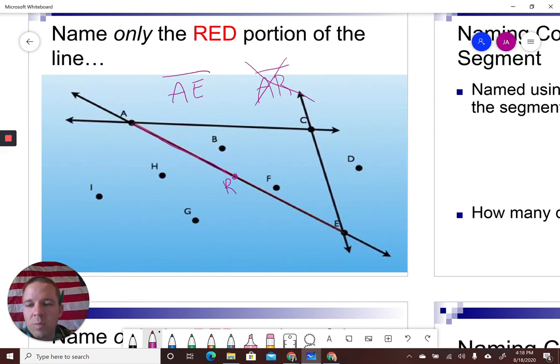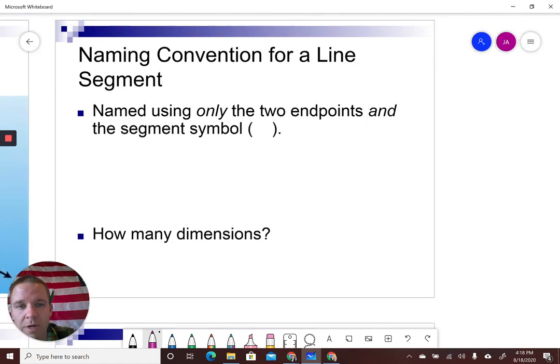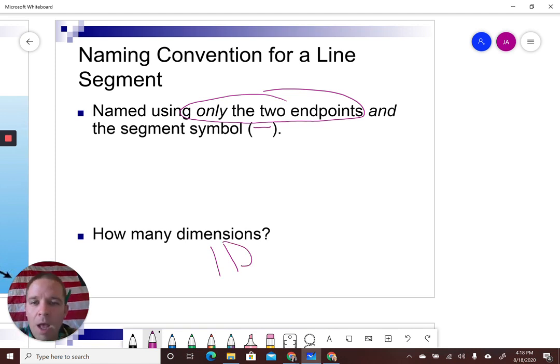So you can't name it a whole bunch of different ways. I could do AE or EA. So if we're talking about the naming convention for a line segment, only the 2 endpoints, and that's what I was getting at there. And then the line segment symbol over the top of it. How many dimensions? 1-dimensional. Fun fact. I don't know if that's really that important, but hey, cool stuff.